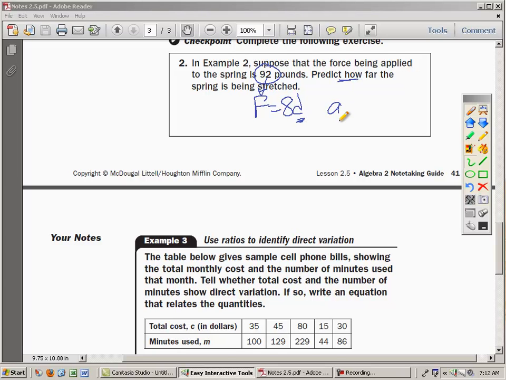So we're simply going to plug in 92 equals 8D, divide both sides by 8, and my new length of string must have been 11.5 inches. All right, since it's a word problem, make sure you have units with your answer.